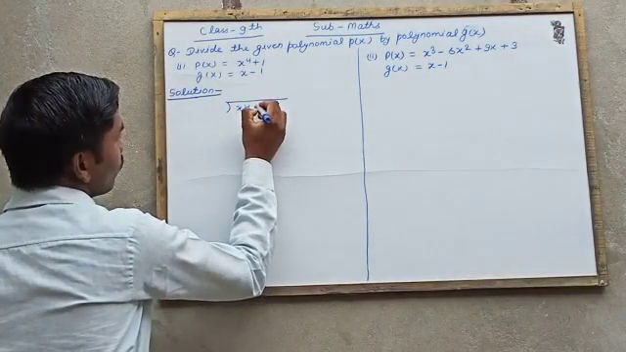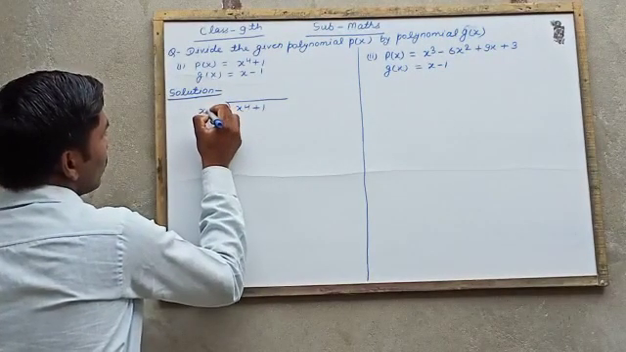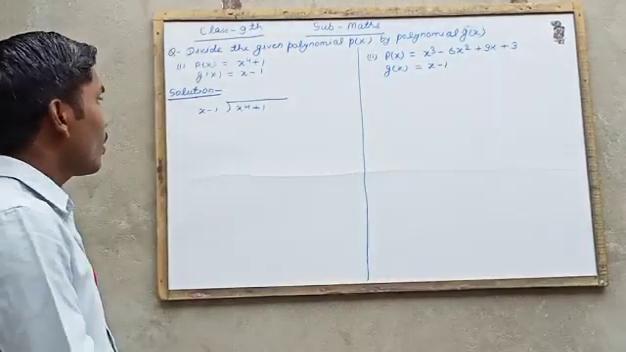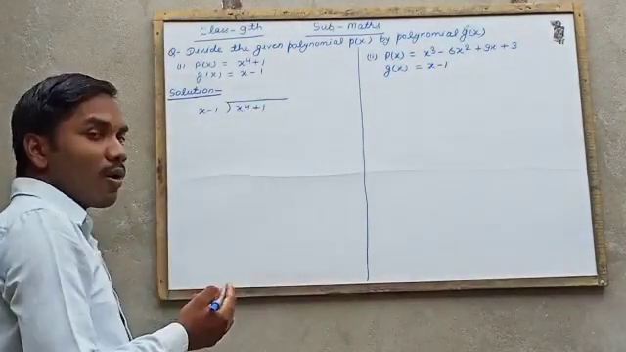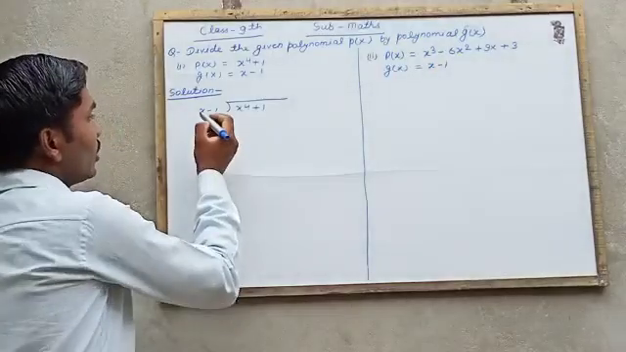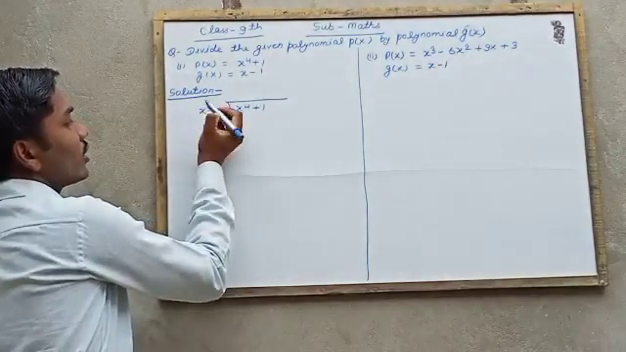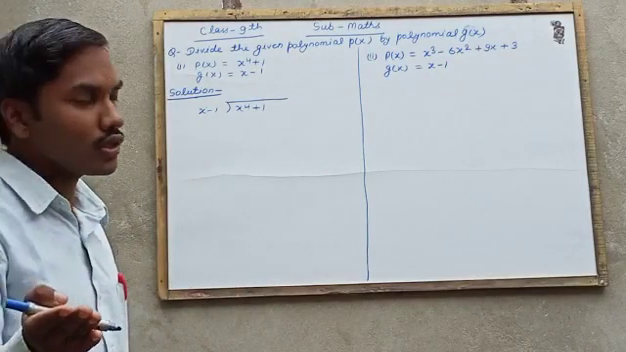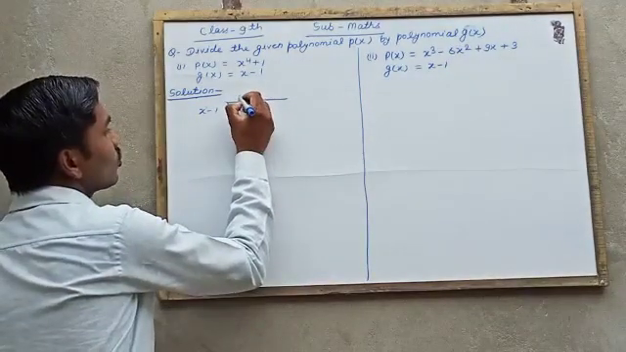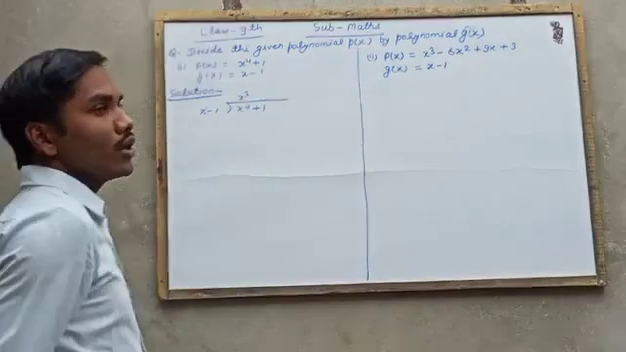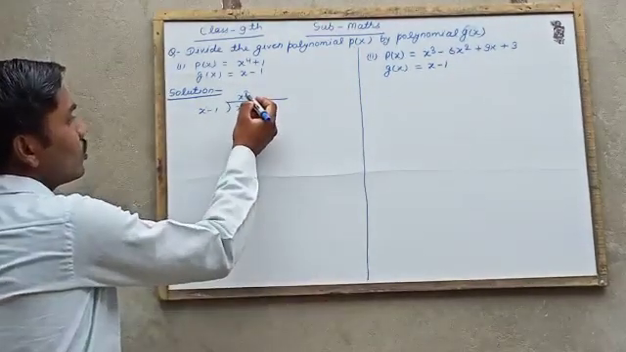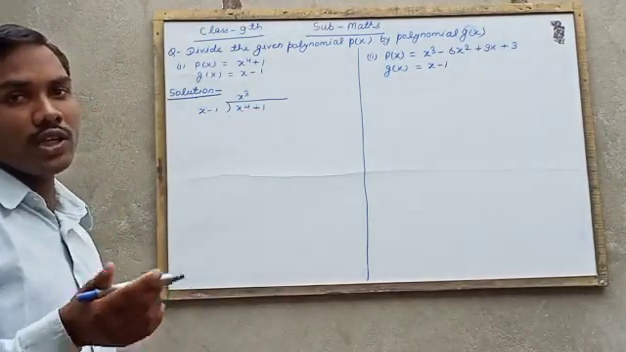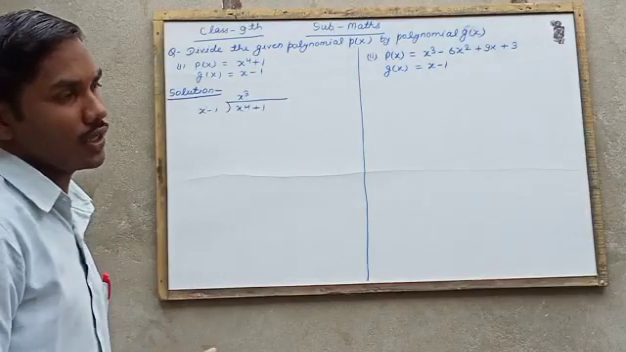Here x to the power 4 plus 1 is the dividend and the divisor is x minus 1. You can see that here the power of x is 4 and here the power of x is 1. So the difference between the powers is 3. So you can put x to the power 3 here in the quotient portion. Now multiply, because dividend is equal to divisor into quotient plus remainder.